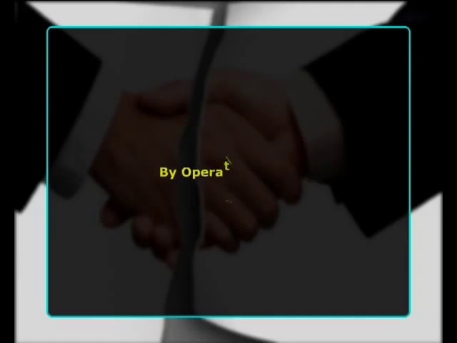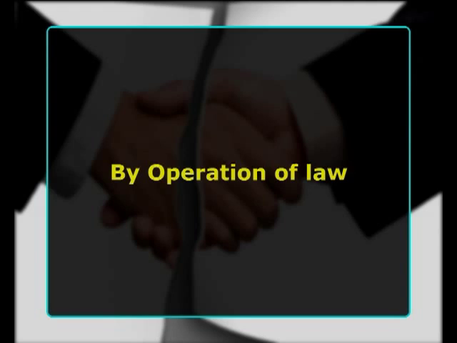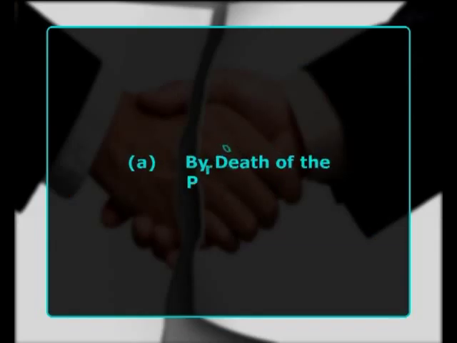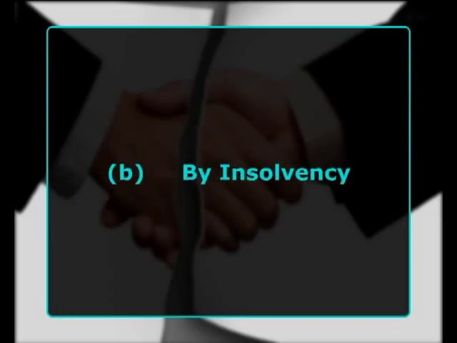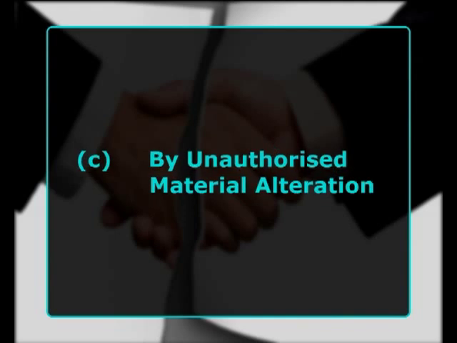Now we shall discuss discharge by operation of law. A contract may be discharged by operation of law in the following cases. Number 1. By the death of the promisor. A contract involving the personal skill or ability of the promisor is discharged on the death of the promisor. Second, by insolvency. When a person is declared insolvent, he is discharged from his liability up to the date of his insolvency. Number 3, by unauthorized material alteration.